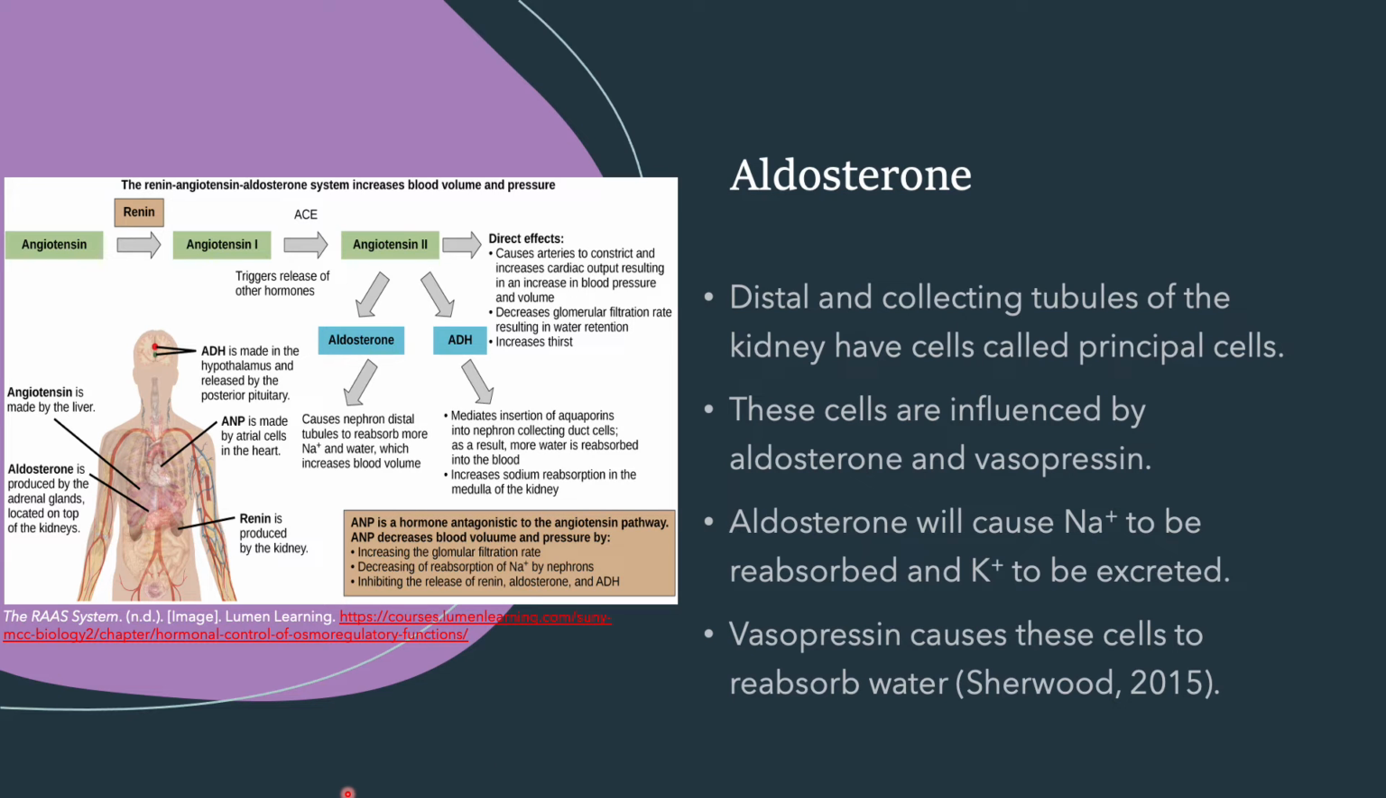Aldosterone. So the distal and collecting tubules of the kidney have cells that are called principal cells, and these cells are influenced directly by aldosterone and vasopressin. As aldosterone is increased in circulation, it will cause the sodium ions to be reabsorbed in the distal tubules, and with that, water will also be reabsorbed. And as that is occurring, potassium ions will be excreted. Now, vasopressin will end up inserting aquaporins into the nephron collecting duct cells, and that will cause these cells to reabsorb water into the blood.